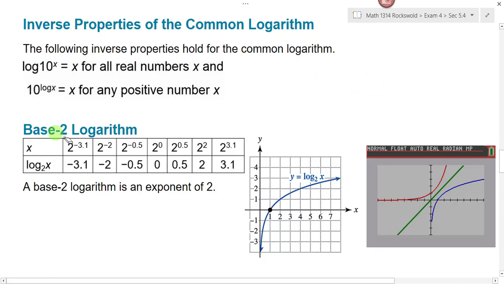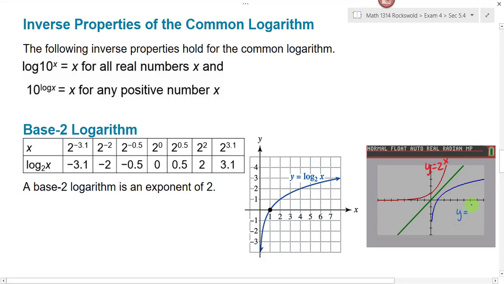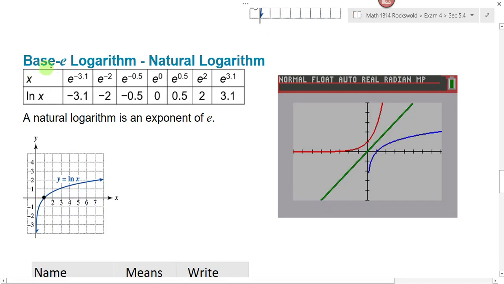Now, if we have a base 2 logarithmic function, we're going to plug in some numbers for x and solve for y, or plug in y's and solve for x, and it generates this graph of y equals log base 2 of x. What I've done here is I've graphed the function y equals 2 to the x alongside it. This is a graph of y equals log base 2 of x. And you see symmetry about the line y equals x. And all of the previous properties still hold. If we have a base e for a log, or a natural log, you can see that y is equal to the natural log of x.